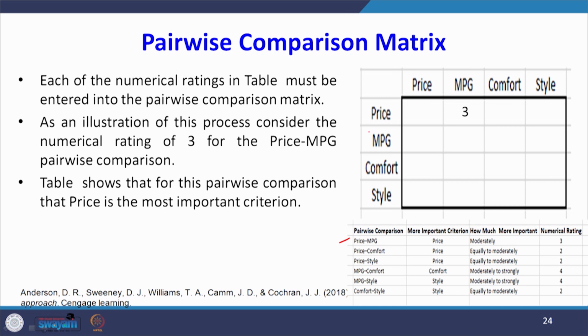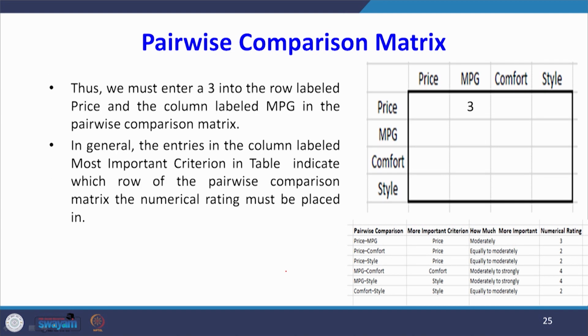How much is more important? Moderately. What is the score for moderately? It is 3. So, 3 has to be entered here. So, the table shows that for this pairwise comparison, price is the most important criterion. Thus, we must enter a 3 into the row labeled price. We compared price and miles per gallon, and price is more important.